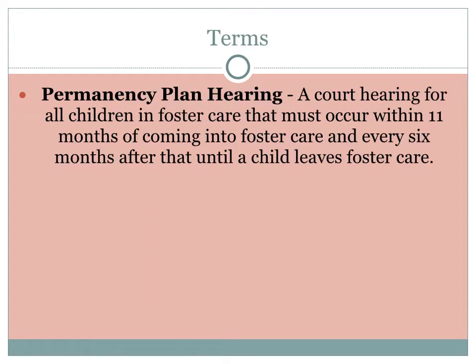Permanency plan hearing. A permanency plan hearing is a court hearing for all children in foster care that must occur within 11 months of coming into foster care, and every 6 months after that until a child leaves the foster care system.